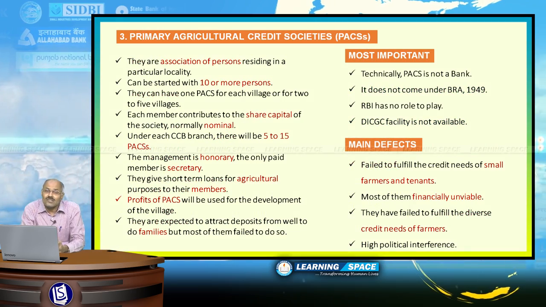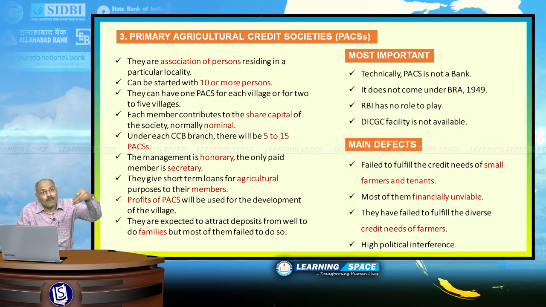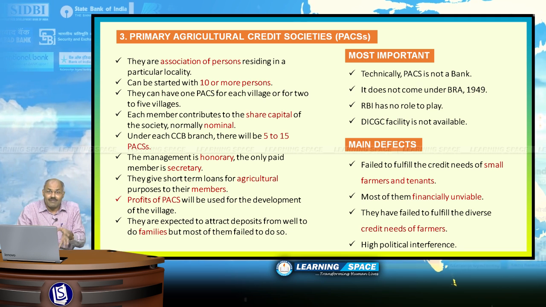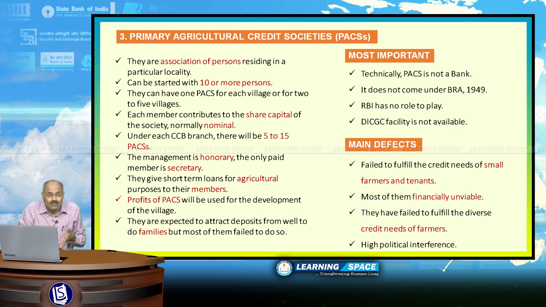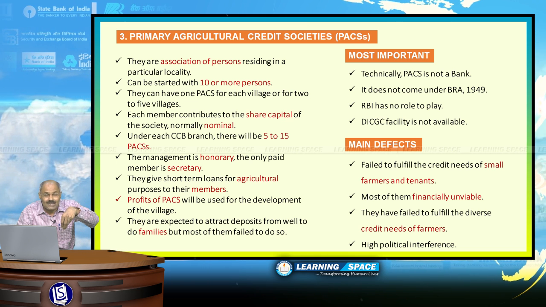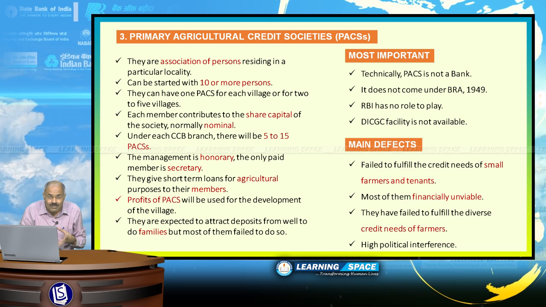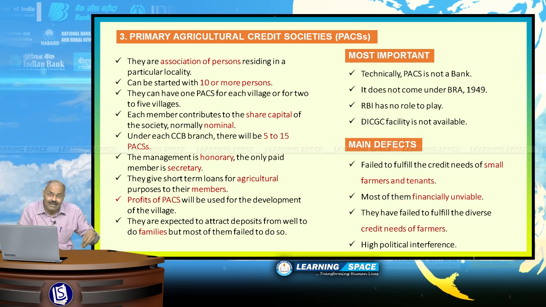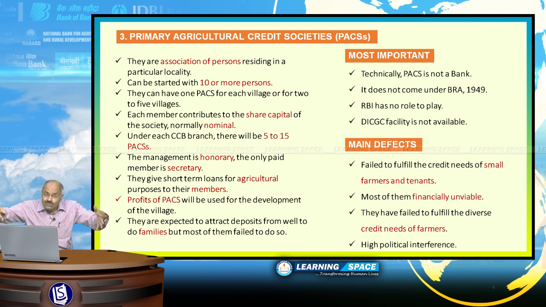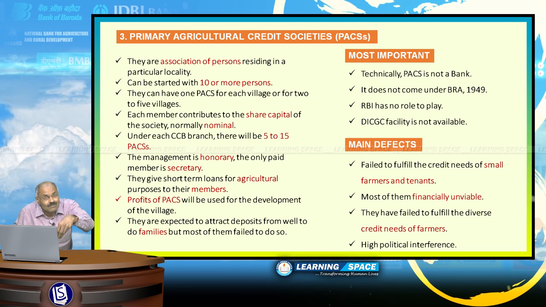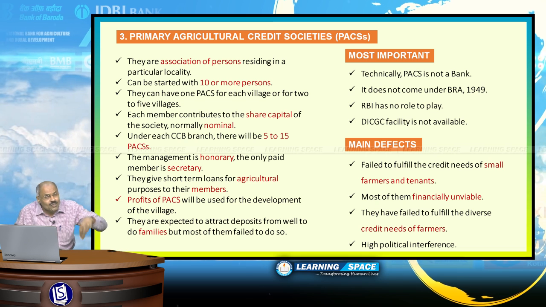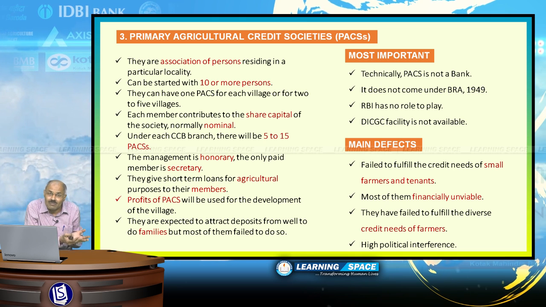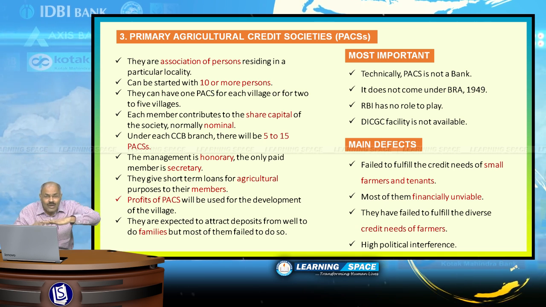Look at the last tier, that is at the village level, that is primary agricultural credit societies. They may be available in one village or maybe a group of villages, an association of persons living in a particular locality, a particular hamlet, a particular village, and 4, 5, 10 villages also can have one PACS. Each member contributes to the share capital of the society. Normally nominal share capital will be there from each and every person.